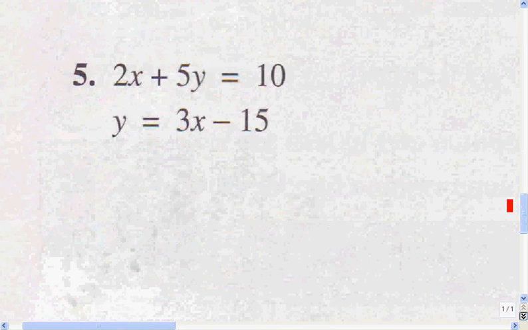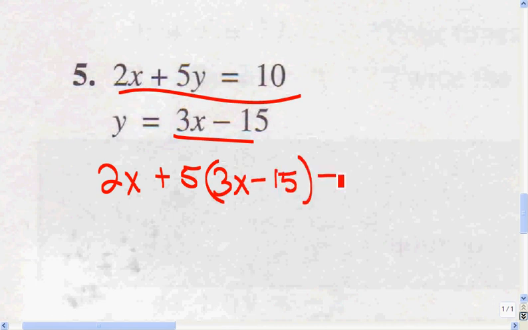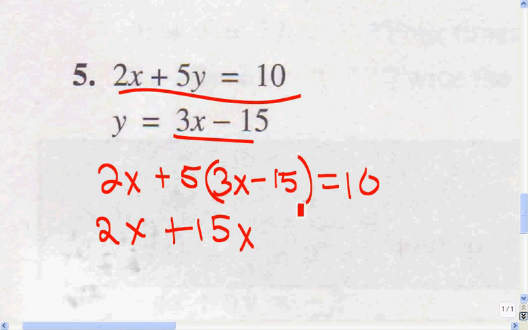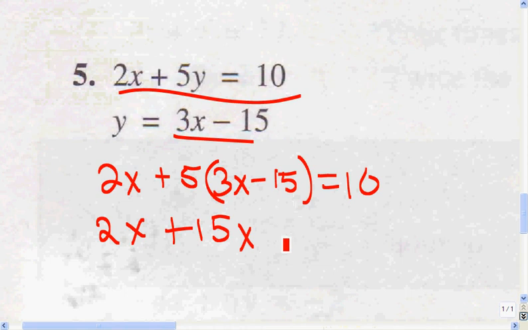Next. Okay, again, I'm going to use substitution. They're making it really easy for me. So wherever I see y, I'm going to write this in the top equation. So 2x plus 5 parentheses 3x minus 15 equals 10. 2x, I'm going to multiply this out. This becomes 15x, and 5 times 15, I don't know. Let's do 5 times 15 equals 75.